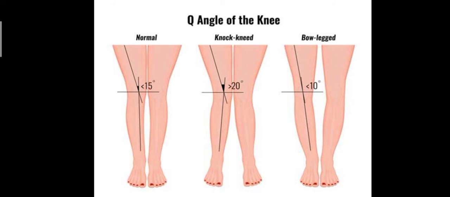Any angle less than 13 degrees may be associated with patellofemoral dysfunction or patella alta. Any angle more than 18 degrees is associated with patellofemoral dysfunction, subluxation of patella, genu valgum, increased femoral anteversion and lateral tibial torsion.